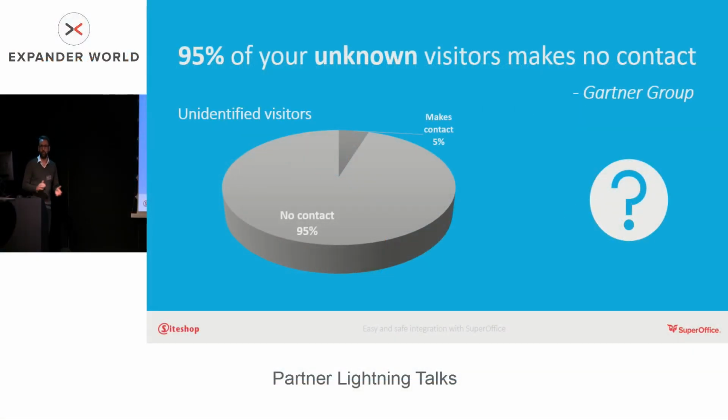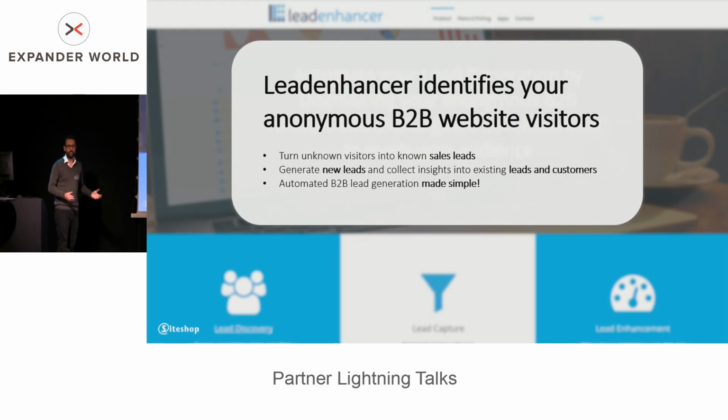So of course, we contact Lead Enhancer. Lead Enhancer is a Swedish-based company that simply identifies all the anonymous B2B visitors on your website and turns it into real data like company names and phone numbers and addresses and economical stuff like that. So we can generate new leads from that, but we will also get information about existing customers. What are they looking at on our website?